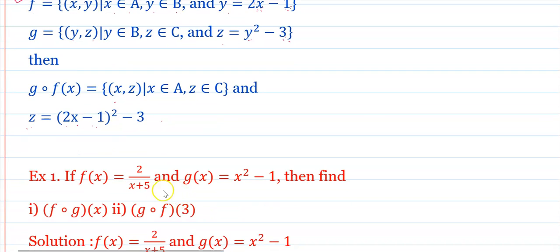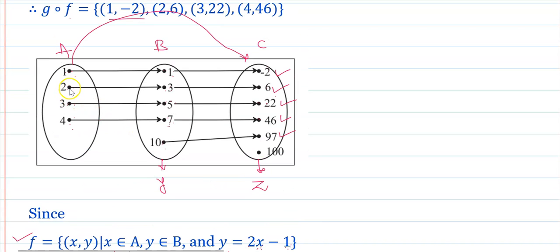Again, we substitute x is equal to 1. 2 into 1 is 2. 2 minus 1 is 1. The square of 1 is 1. 1 minus 3 means what? Minus 2. Okay. If we take x is equal to 2.